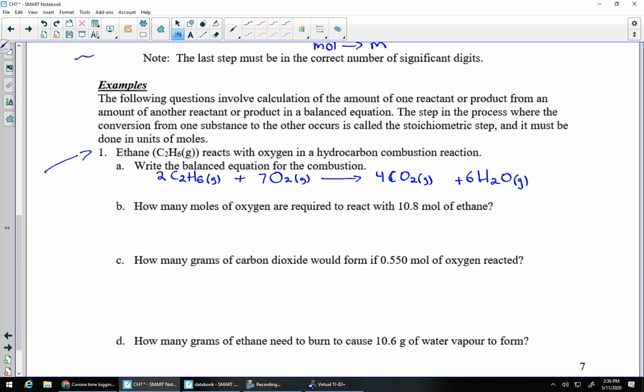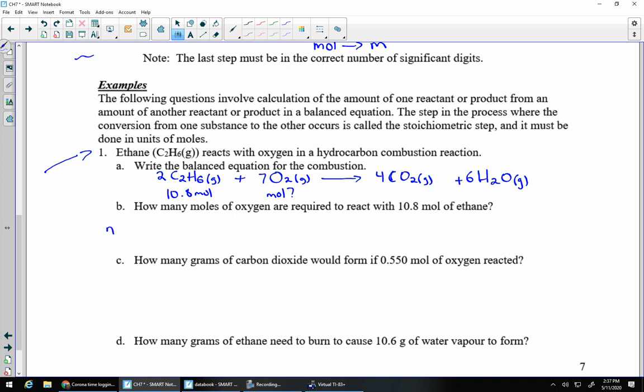Question B. How many moles of oxygen are required to react with 10.8 moles of ethane? So 10.8 moles of ethane is what I've got, and I am looking for the moles of oxygen, so I'm just going to put a question mark. Now you might not want to write that out because there are parts C and D and it gets kind of annoying, but this is what I mean by writing out the information that you have and the information that you're looking for underneath your chemical equation. Then it becomes very clear.